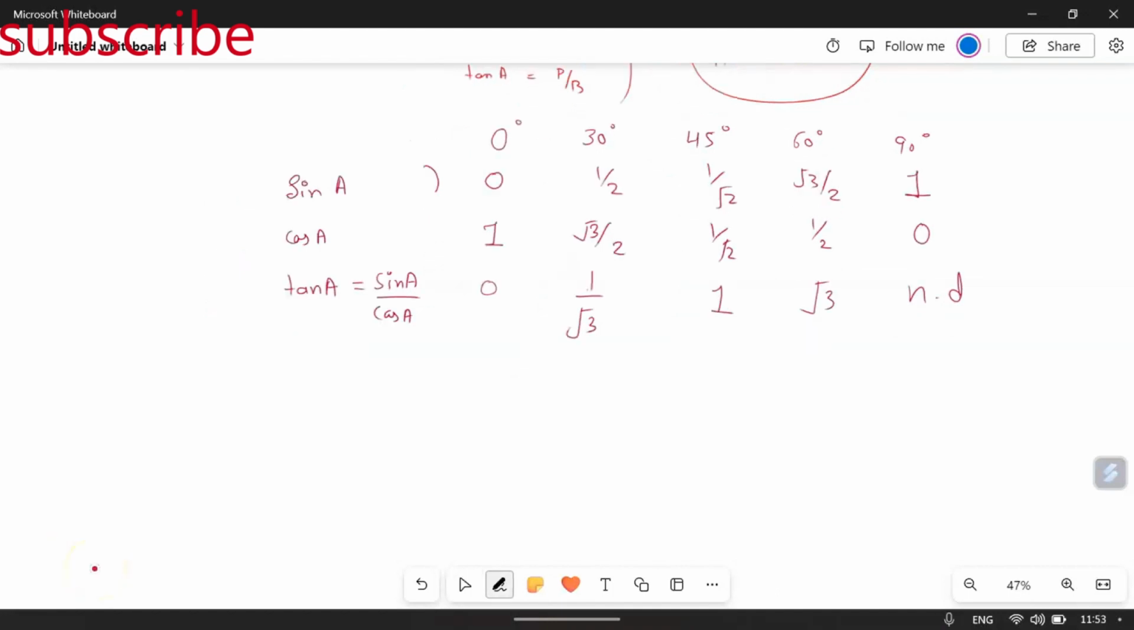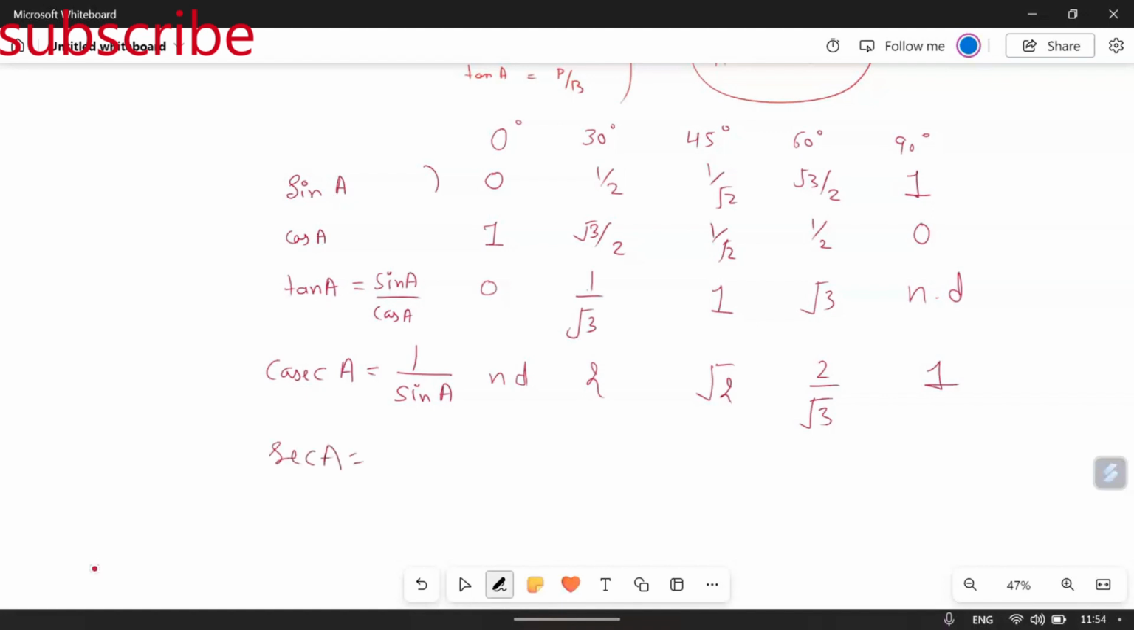Let's talk about cosec A or cosec theta. Since we know the formula, cosec A is the reciprocal of sin A. So for 0, the reciprocal, 1 by 0, is not defined. Here it is 2. Here it is root 2, 2 upon root 3, and 1 upon 1 is your 1. Now we are going to discuss sec A.